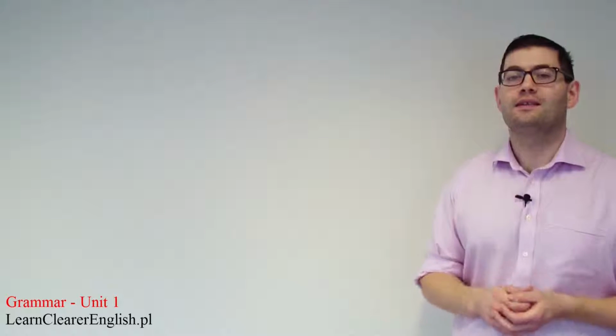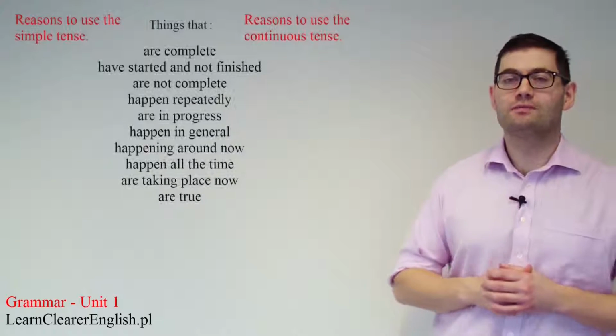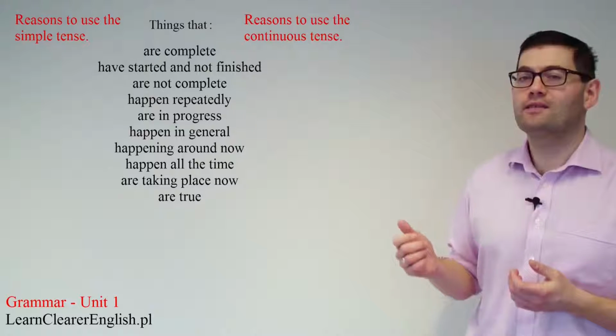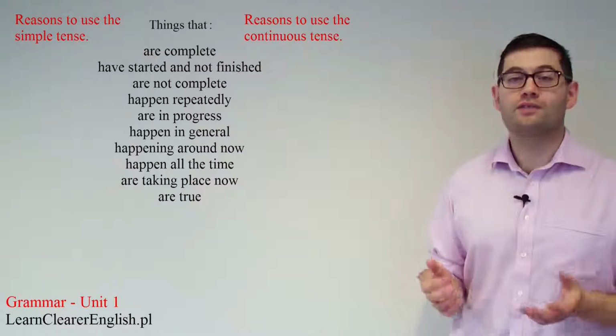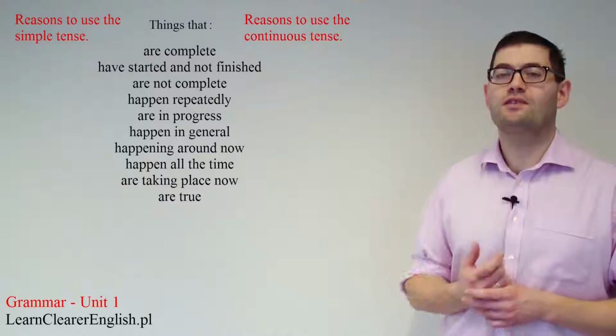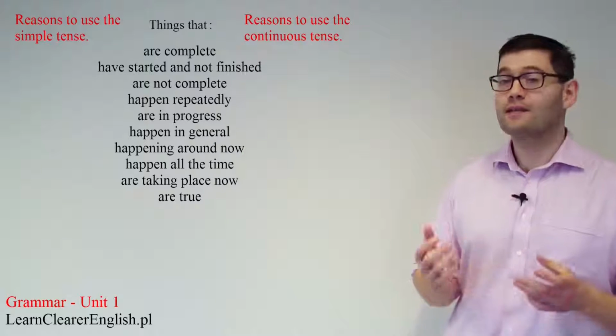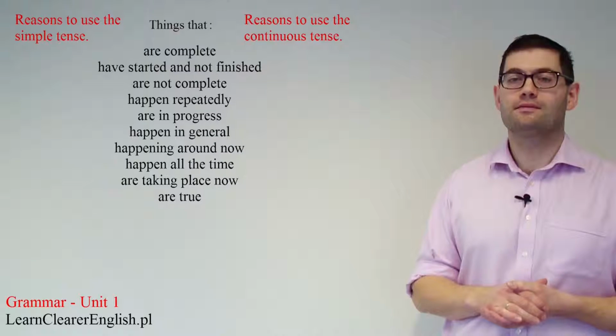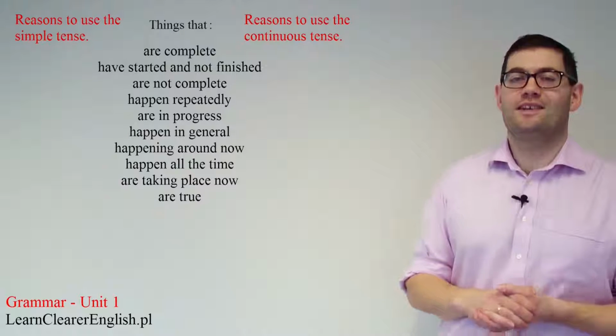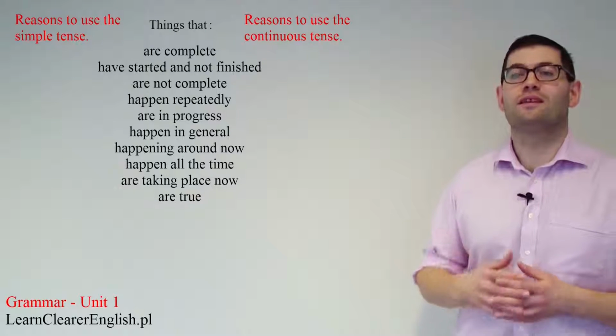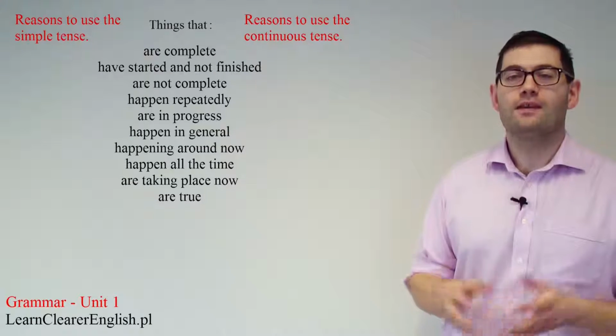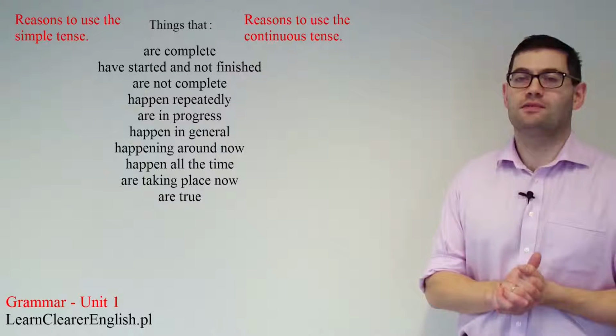To get started, have a look at the following table. You can see that there are two columns, reasons to use the simple tense and reasons to use the continuous tense, and a long list of rules in the middle. As I'm sure you can guess, I'm going to ask you to put each rule in the correct column. Let's do the first two as examples.